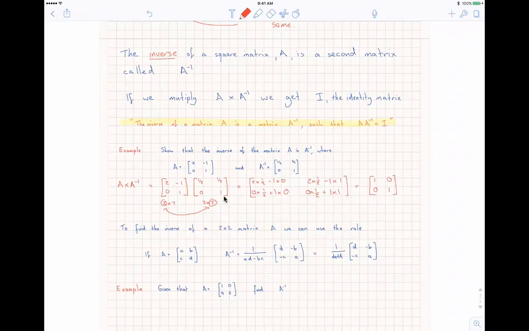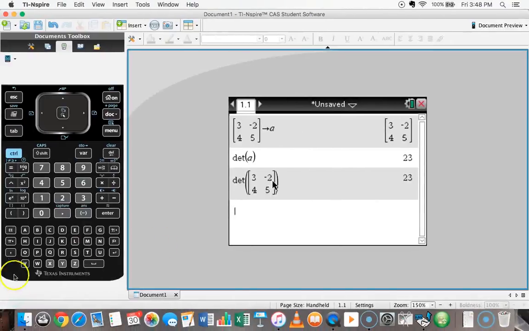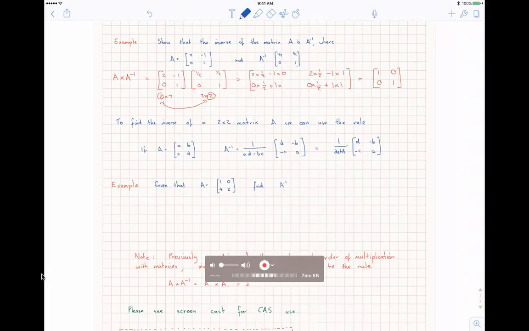And we get the identity matrix. So we'll just conclude that with a little comment, as desired.